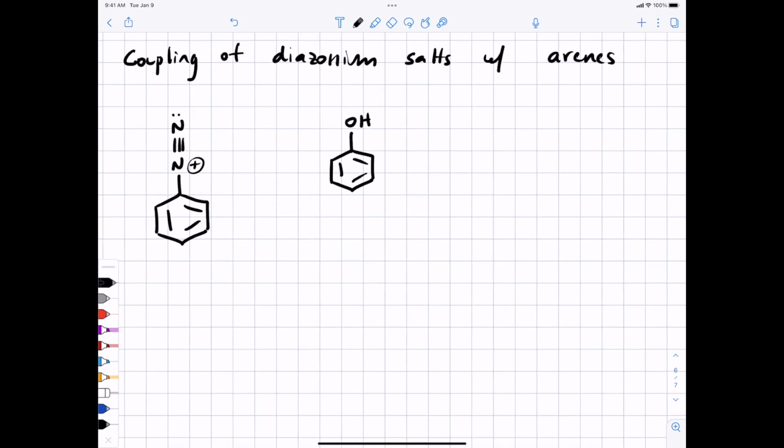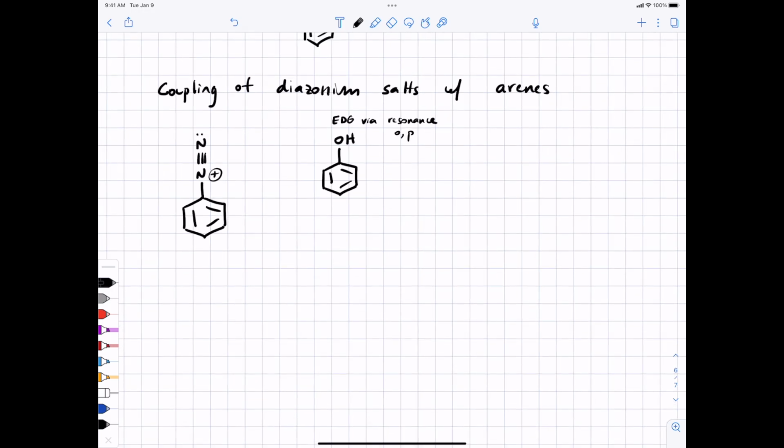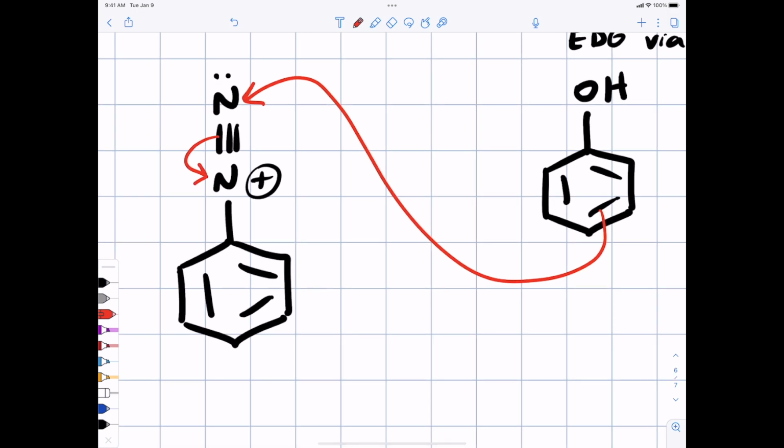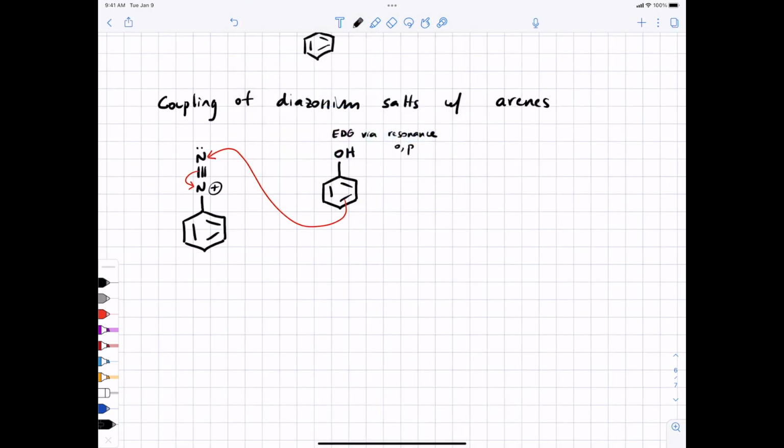Based on what you learned in the previous chapter, the OH group is an electron donating group via resonance. And that means that it's going to favor ortho and para substitution. We'll draw the para product, but we would get a mixture of ortho and para, and that's fine. Here's the mechanism. Pi electrons from benzene attack the nitrogen of the diazonium salt. Maybe we'll just draw it to there. And then one of the nitrogen-nitrogen pi bonds breaks to get rid of the positive formal charge on that nitrogen that's attached to the ring.